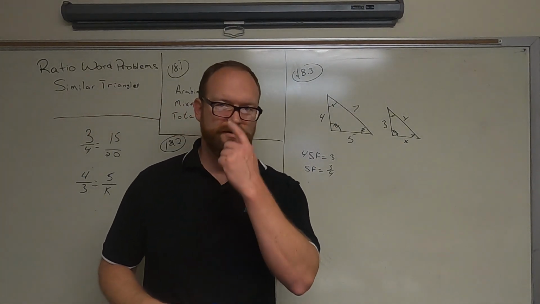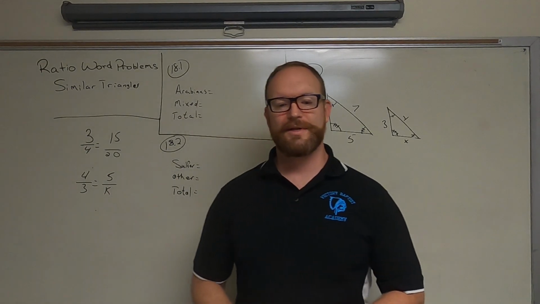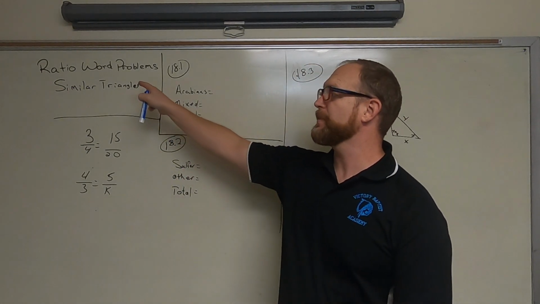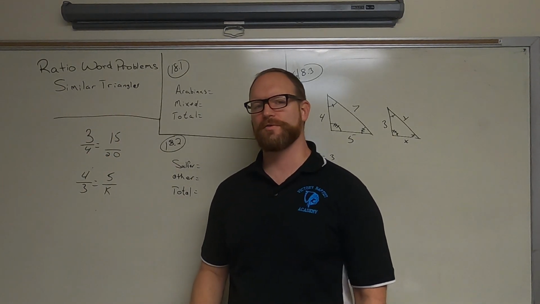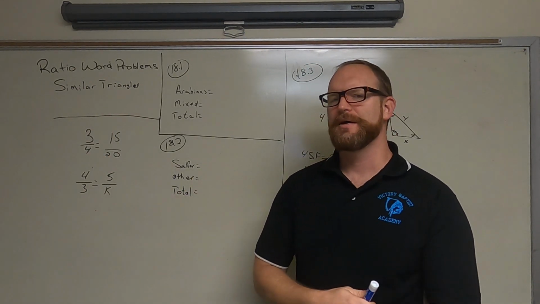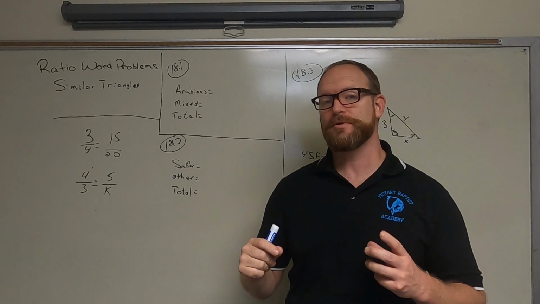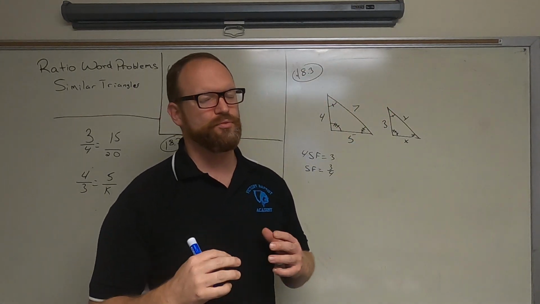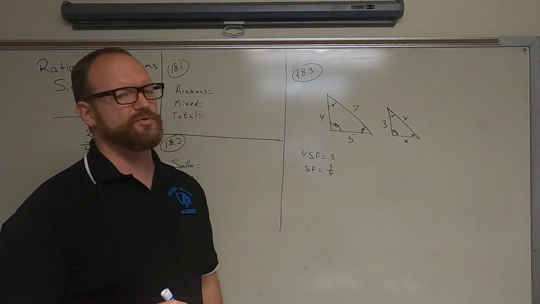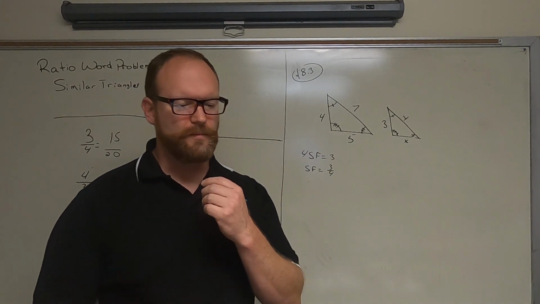All right, guys, this is Saxon Algebra 2. We're in lesson 18. We're going to be talking about ratio word problems and similar triangles. They put these two together and it doesn't seem like a good fit, but they put the two together because we can use some of the principles of ratios with similar triangles. We'll get there in just a minute.